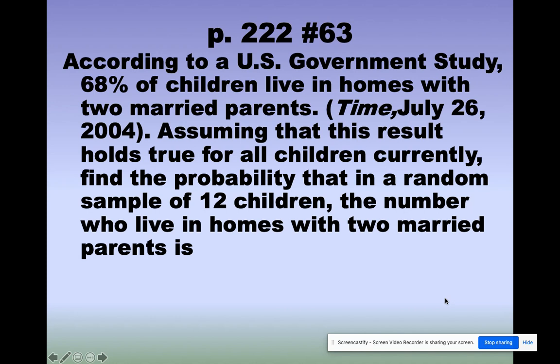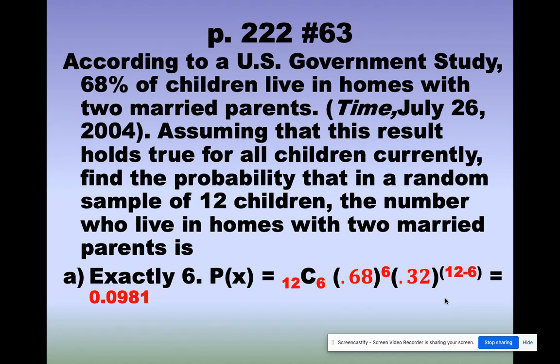Let's look at this problem. It came from a different book. According to a U.S. government study, 68% of all children live in homes with 2 married parents. Assuming that's true for all children currently, find the probability that in a random sample of 12, the number who live in a home with 2 married parents is exactly 6.